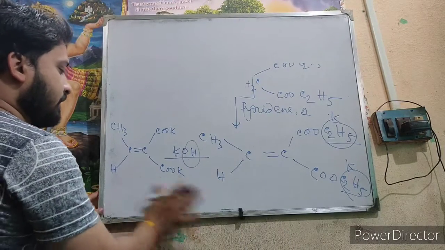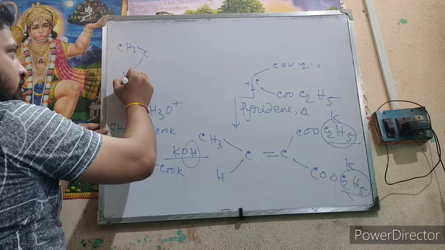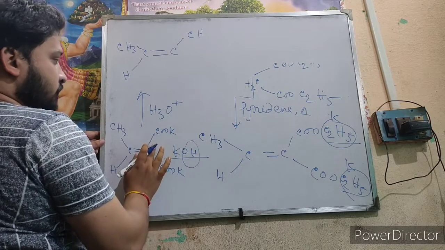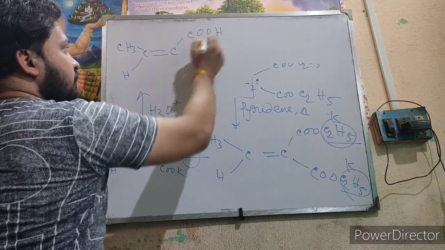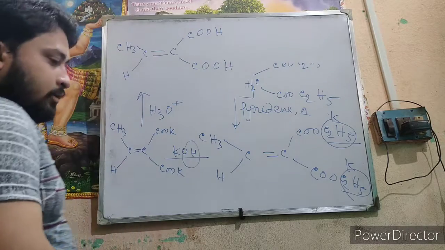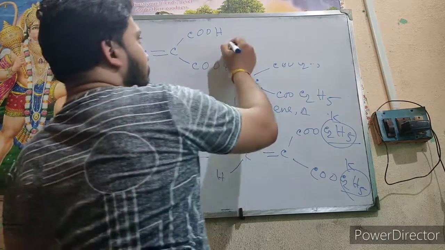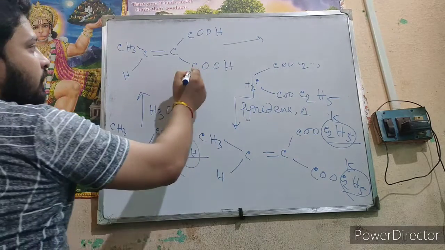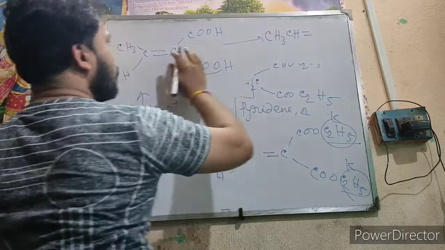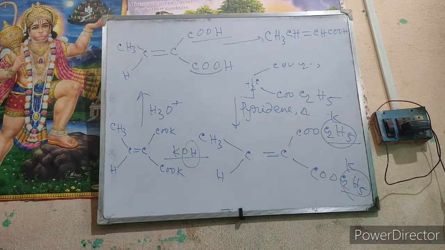Then if you acidify it with H3O+, you get CH3CH=C(COOH)(COOH), compound C. This is the product. Then you remove carbon dioxide, and you get the main product, CH3CH=CH-COOH.